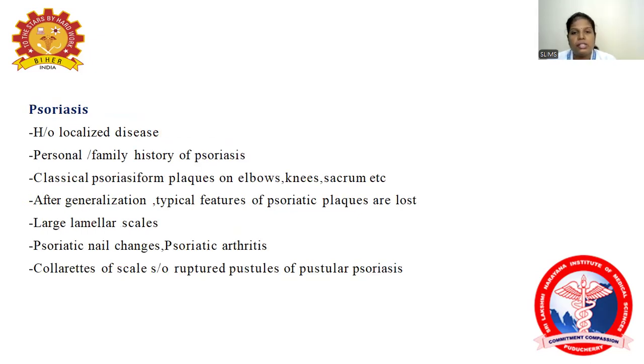So coming to psoriasis, you should ask history of localized disease, personal or family history of psoriasis, classical psoriasiform plaques on the extensor aspect, whereas in atopic dermatitis, I told the site will be the flexure aspect, whereas in psoriasis, the extensor aspect is the most common site, like elbows, knees, and sacrum. After generalization, typical features of psoriatic plaques will be lost. There will be large lamellar sheet-like scales, and there can be psoriatic nail changes and psoriatic arthropathy. In pustular psoriasis, the pustules will rupture and form a collarette of scaling.